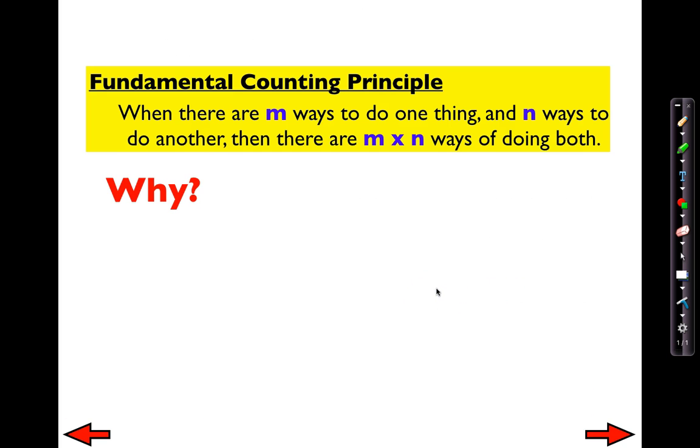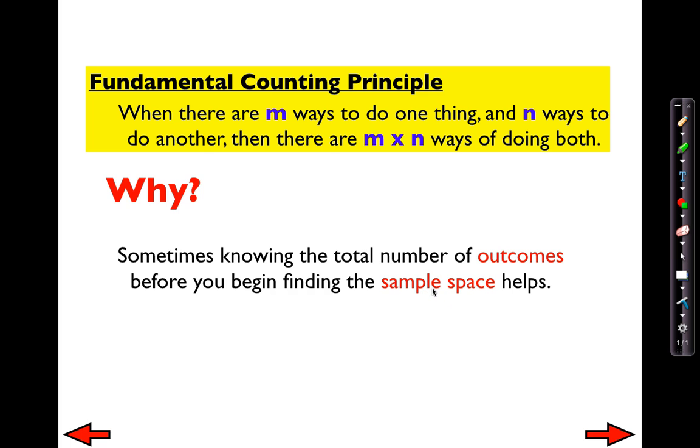So why would I want to use the fundamental counting principle? Well, sometimes knowing the total number of outcomes before you begin finding the sample space helps. Understanding this will allow you to determine the denominator of your fraction. How much is it out of?